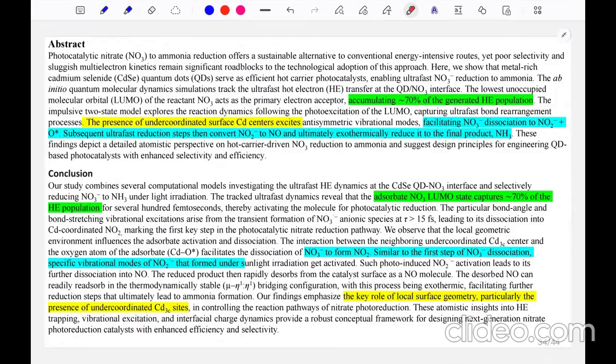Another key difference is that the abstract gives a broad conclusion suggesting improved catalyst design, while the conclusion provides specific design insights emphasizing how surface structure controls the reaction pathway. So that's it for this video.